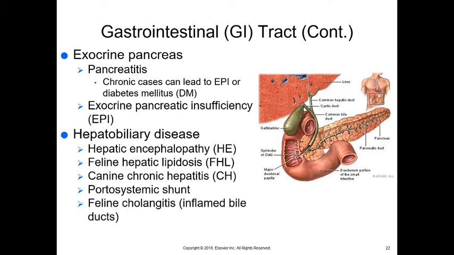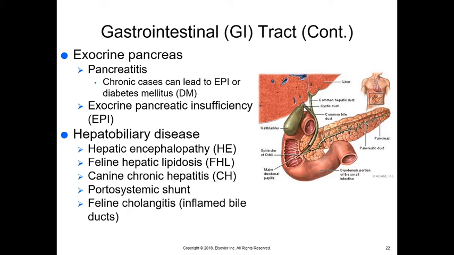We can also see feline hepatic lipidosis, which is when we have a cat that is overweight, that stops eating for whatever reason, and then their body goes into starvation mode, and it pulls the fat from their body into the liver, causing the liver to be full of fat and not able to function normally. And that's a pretty common disease of stressed, overweight cats. Canine chronic hepatitis is an inflammatory disease of the liver. A lot of different causes for that.